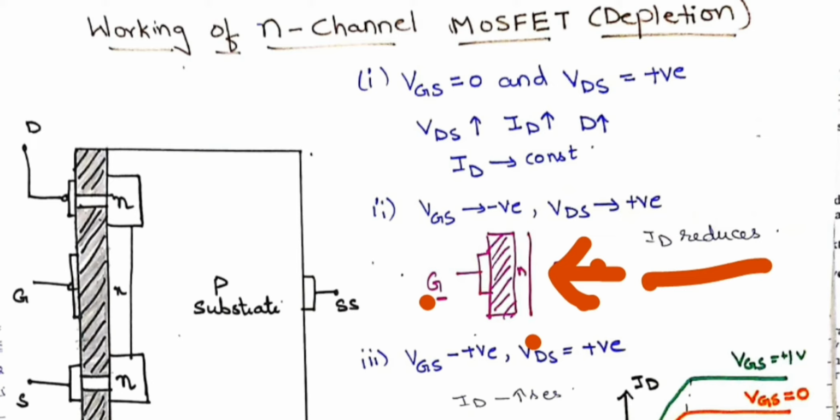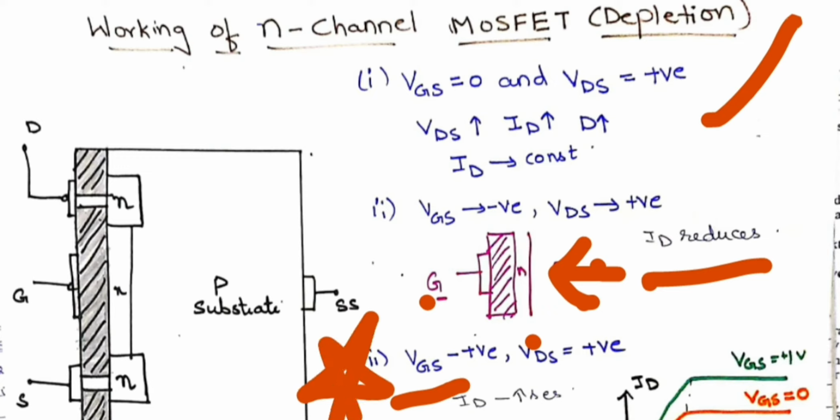Therefore, for VGS equal to -1, the ID, the current which becomes constant, will be at a lower level than for VGS equal to 0. Therefore, we have plotted the graph like this. Now let us take VGS positive and VDS positive. This is an important case: when we are seeing the working of JFET, we don't take VGS and VDS both positive. Only in the case of MOSFET do we construct this. This is a very important point.